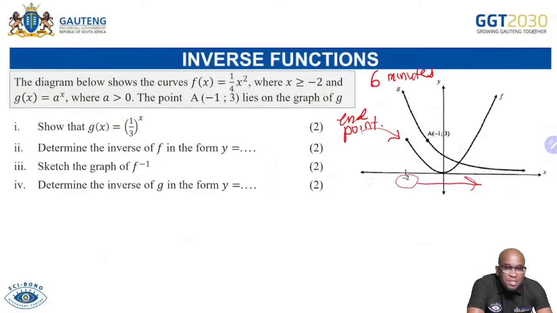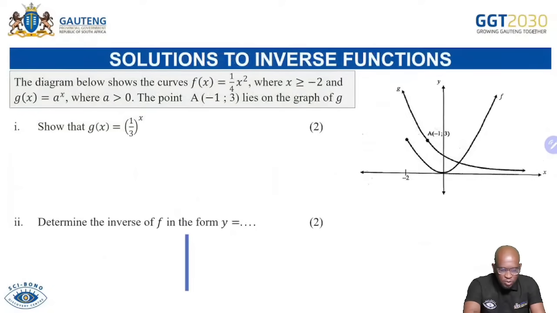And g of x is a to the x, where a is greater than 0. The point A, negative 1 and 3, lies on the graph of g. Show that g of x is the third to the x, okay? So that's where we start, okay? Now, it means that we will have to substitute this point. Where we see x, we put negative 1. Where we see y, we put 3 on that particular equation of g of x, okay?